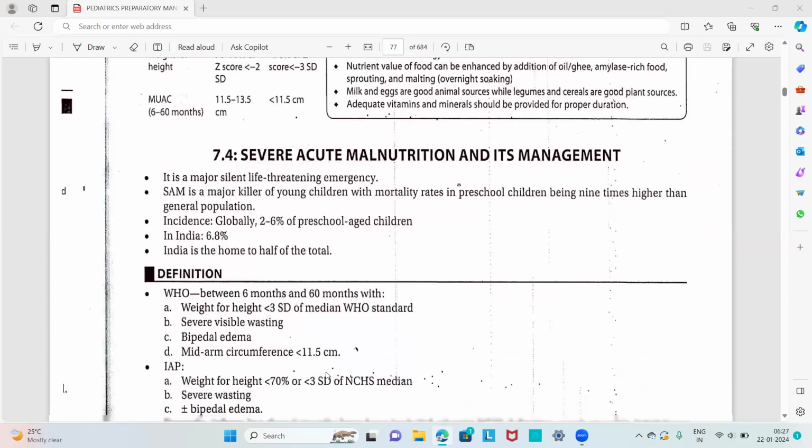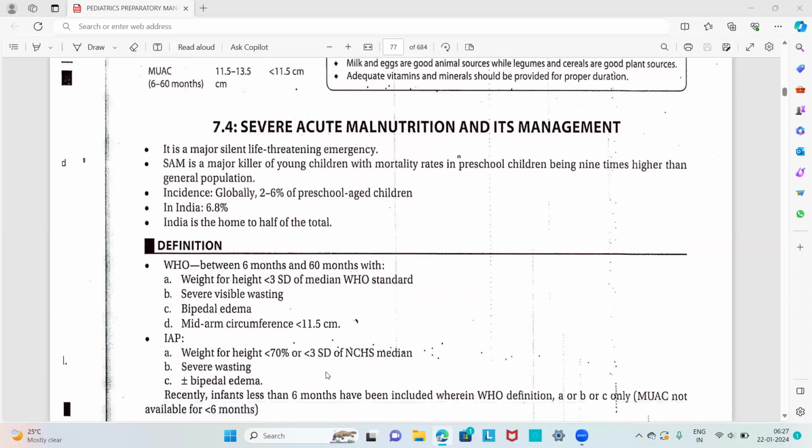Then we have to go into severe acute malnutrition and its management. Severe acute malnutrition, as the name indicates, is a severe, silent, life-threatening emergency. Severe acute malnutrition is a major killer of young children, with the mortality rate in preschool children being 9 times higher than the general population. Globally, 2 to 6% of preschool age children are affected by severe acute malnutrition. In India, the incidence is 6.8%. India is home to half of the total severe acute malnutrition.